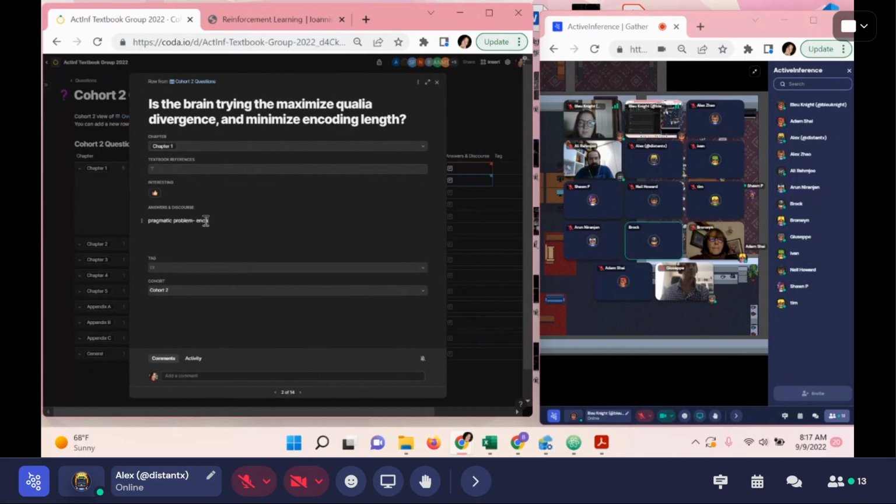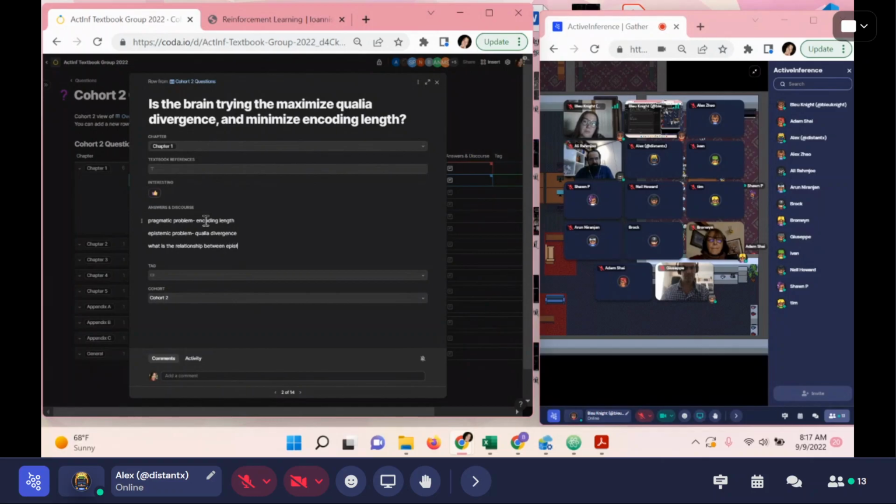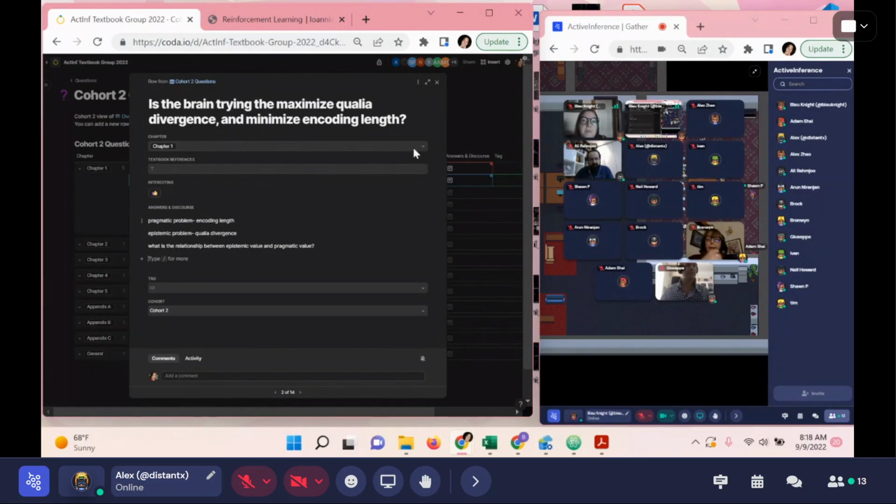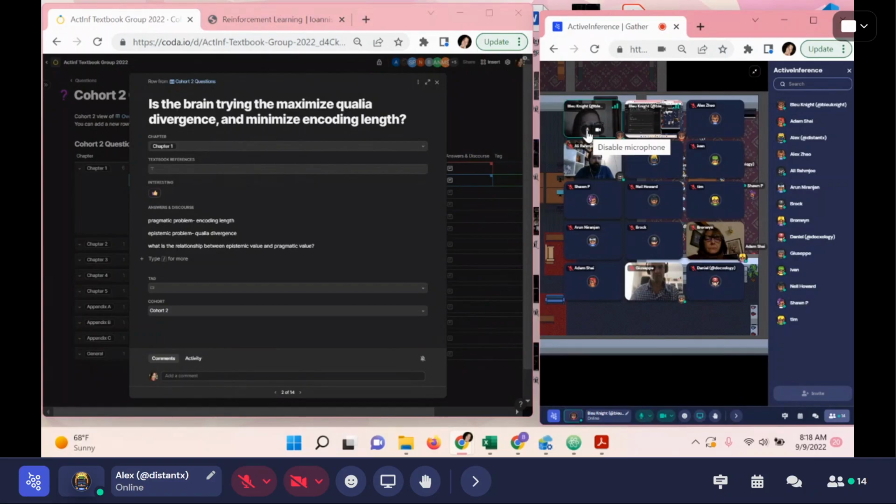So I'm wondering if maybe a different or commensurate framing of the question is: what's the relationship between epistemic value and pragmatic value? Are there trade-offs there? Yeah, I scanned through chapter 1 and really didn't see qualia divergence or encoding length there in the chapter.